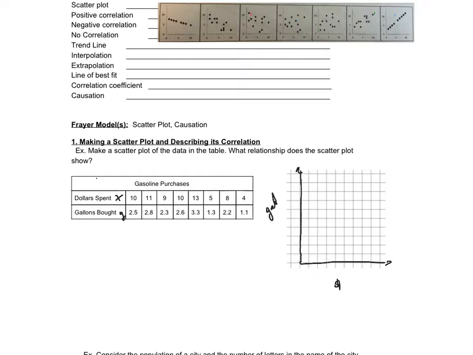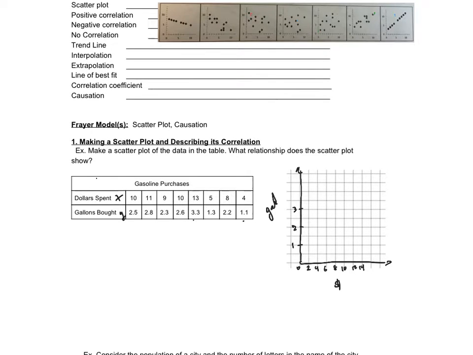My dollars spent go from 4 to 13. Let's see here, 2, 4, 6, 8, 10, 12, 14. That covers that. And then our gallons look like they go as low as 1 gallon up to 3.3 gallons. So we can go ahead and say 1 gallon, 2 gallons, and 3 gallons. In graphing these points, my intervals are consistent.